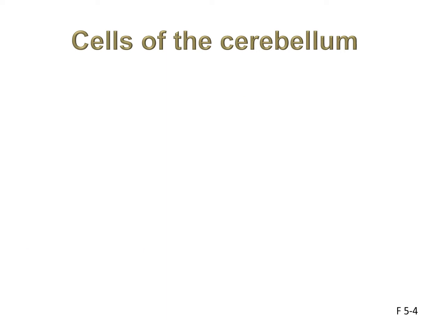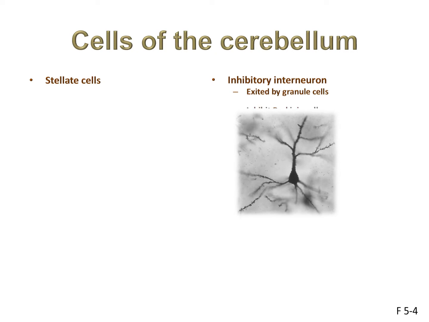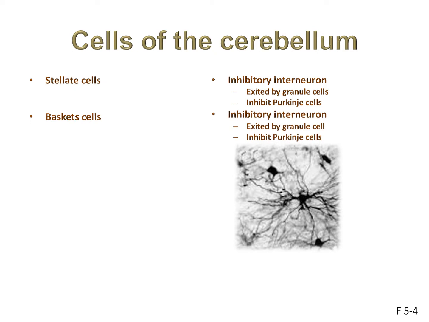The majority of the activity in the cerebellum is inhibitory in nature. The stellate cells are excited by the axons of the granular cells, or parallel fibers, and they inhibit the Purkinje cells. And you can see in the image from where its name is derived. Similarly, the basket cells are stimulated by granular cells, and they also inhibit Purkinje cells.